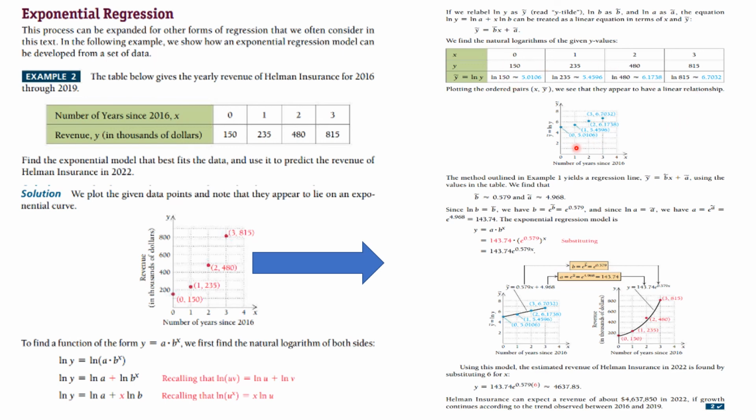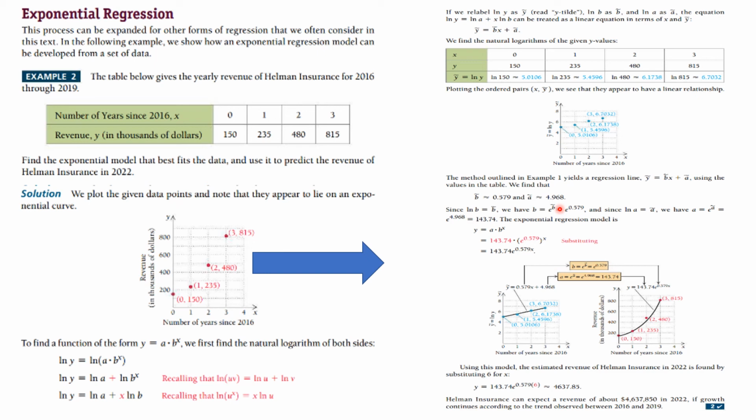So now, if we start plotting these, we say, oh, this does have more of a linear relationship than the original scatter plot seemed to. So we can use the method outlined previously to do a linear regression on these points. And when we do that, we can find that b tilde and a tilde, the unknowns in our regression, were 0.579, and this was approximately 4.968.